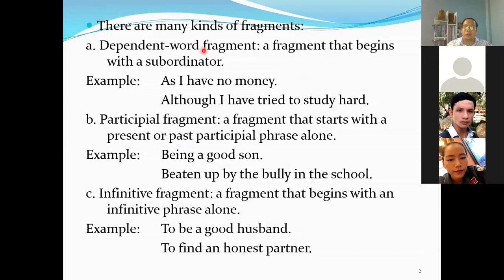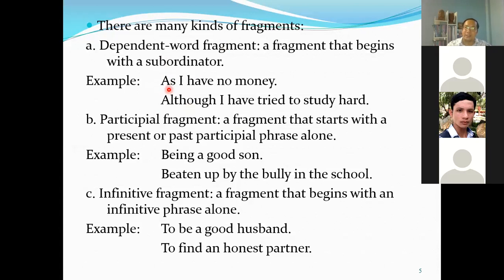We can call it a dependent clause fragment. The fragment starts with a subordinating conjunction, right? Because, as, although, while, until, after, as long as, as soon as, and so on. These are called dependent clause fragments. Example here: As I have no money. So we cannot understand what we want to say, right? That's why we call it a dependent clause fragment, and as is called a subordinating conjunction, because it starts from a subordinating conjunction or subordinate term.